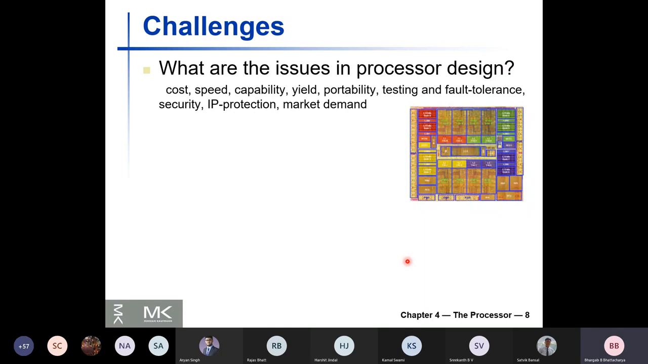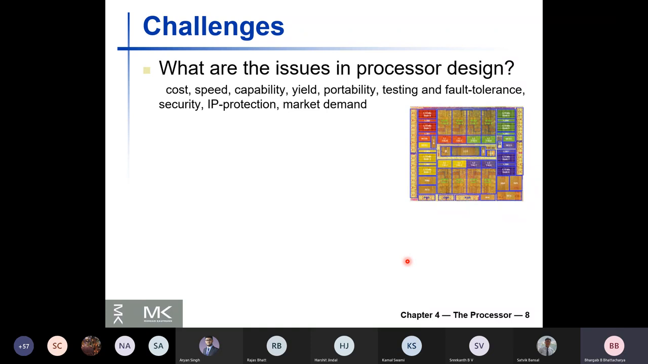Now, also nowadays, security is one of the main concerns because, unless you take appropriate steps, the processor or the hardware becomes vulnerable to external attacks. And so therefore, nowadays the hardware designs must take care of the security issues.